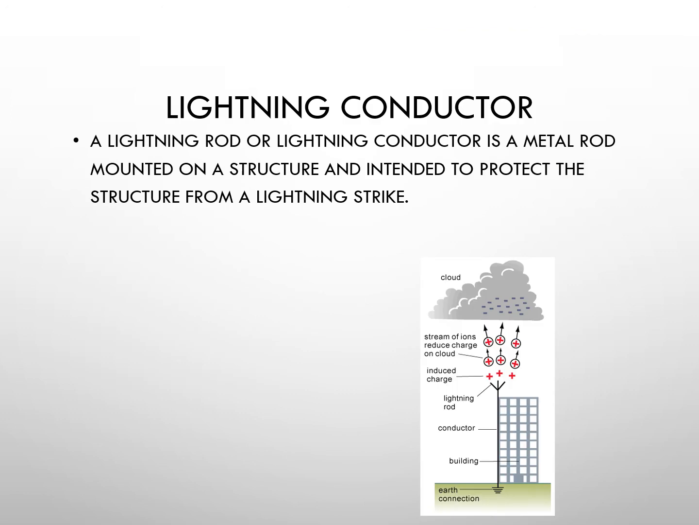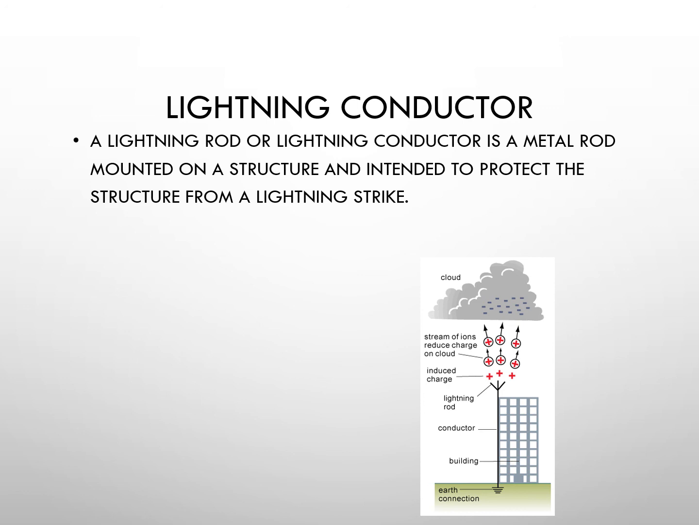A lightning rod or lightning conductor is a metal rod mounted on a structure and intended to protect the structure from a lightning strike. A lightning conductor is a device which is used to protect buildings from being damaged due to lightning. A lightning conductor is a long copper rod with sharp points or spikes projecting above on the top of the building. The lower end of the copper rod, as we can see from the diagram, has the earth connection, is earthed, buried deep into the ground as shown in the figure.